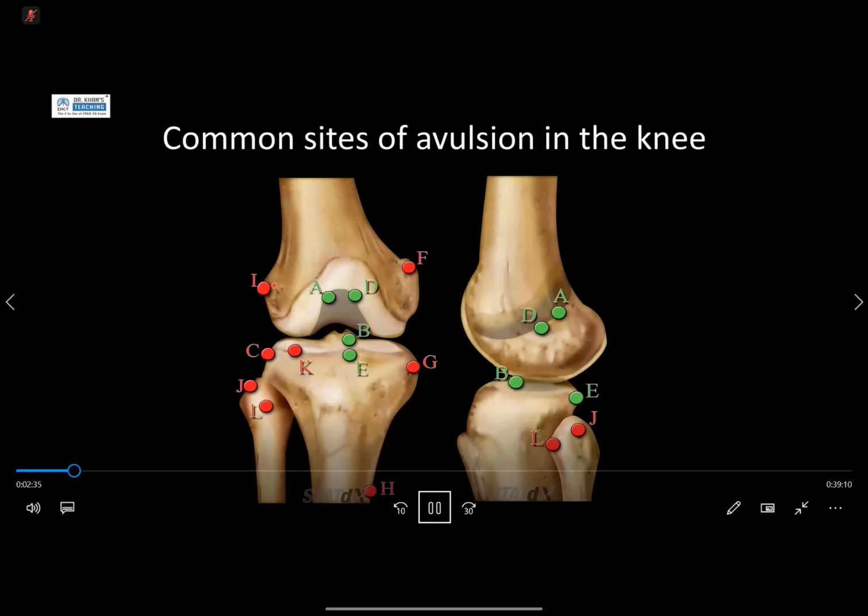Okay, there's the proximal attachment. Similarly on sagittal, so similar sites. Okay, so these are common sites of avulsion. There is a very nice paper called Pediatric Avulsion Fractures in the Knee. If anyone's interested, you can have a look at that.